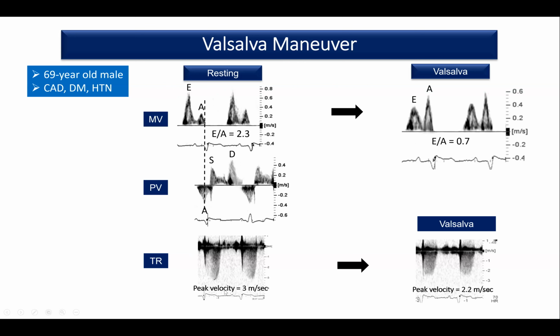But also, look at the TR velocity and the pulmonary artery pressure decreasing in this patient. The TR velocity goes down from 3 meters per second to 2.2 meters per second. So the LA pressure came down and brought with it the pulmonary artery pressure as well. I mean, this also has never been published before, but I'm just trying to show you what you can do in the echo lab: not look only at the mitral Doppler with Valsalva. You can look at the pulmonary vein Doppler. You can look as well at the tricuspid regurgitation velocity and pulmonary artery pressure.